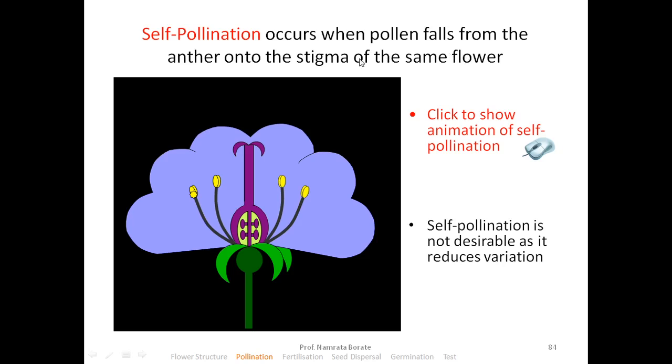Self-pollination is the transfer of pollen grain from the anther to the receptive stigma of a single flower or two flowers on the same plant. It results in inbreeding or selfing. You can see here the transfer of pollen grain from anther to the receptive stigma, that is called self-pollination. So there are no variations in self-pollination.